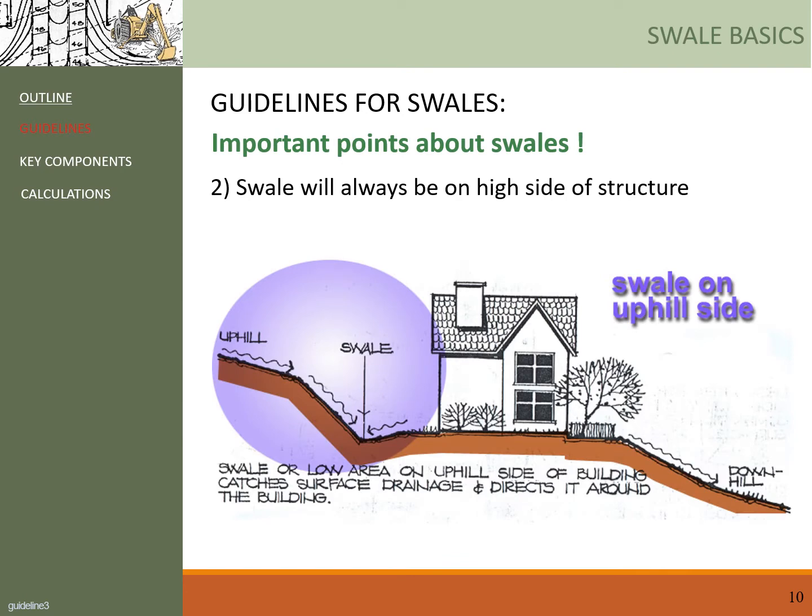Now, the second important point about swell is that swell will always be on the high side of a structure because its purpose is to divert uphill drainage around the structure. As we discussed on point 1, a swell cuts off the drainage from uphill, as shown by the blue arrows here, and diverts it around a structure before returning to the original flow direction. And you can see the swell carved into the hillside on the section on this slide.